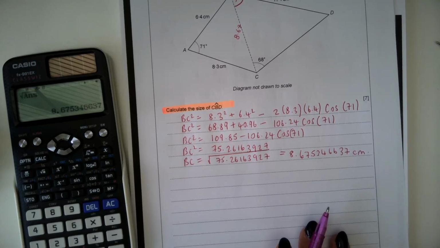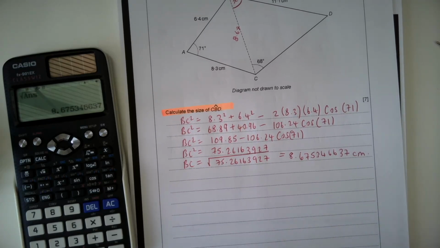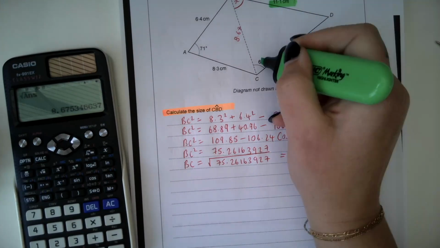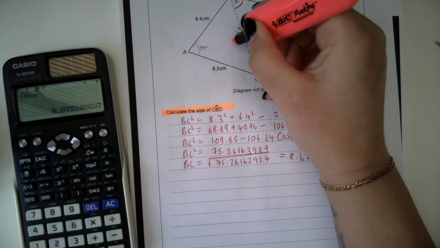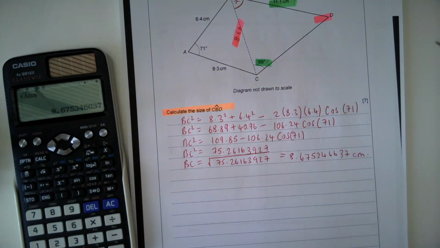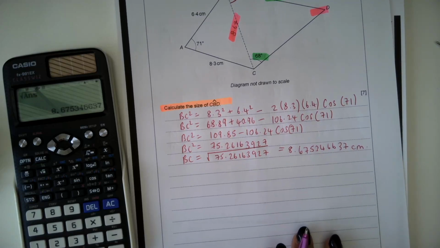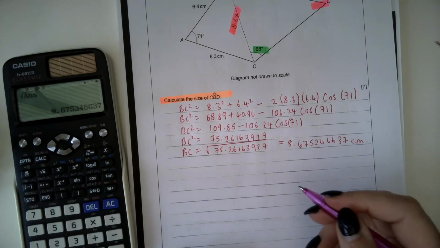I'm going to use the sine rule, okay? And I'm going to use the sine rule with this side and this angle, and BC and this angle. And I'm using it to find this angle, guys. So when I'm using the sine rule to find an angle, we flip it upside down.